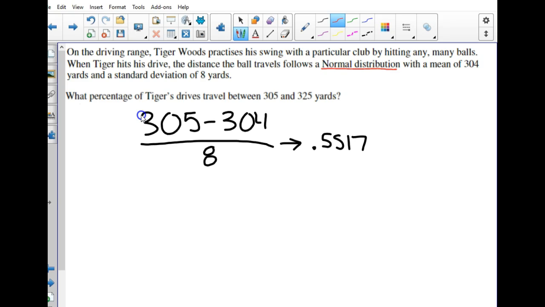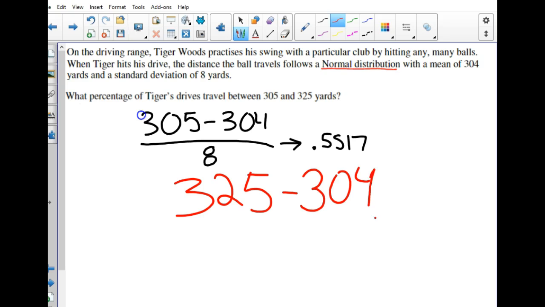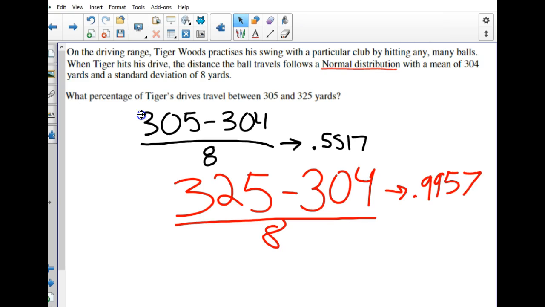And then the other one would be 325 minus the mean, which is 304 over 8, which is 0.9957. Okay, next. So our first step was to find the two, what do we call them?